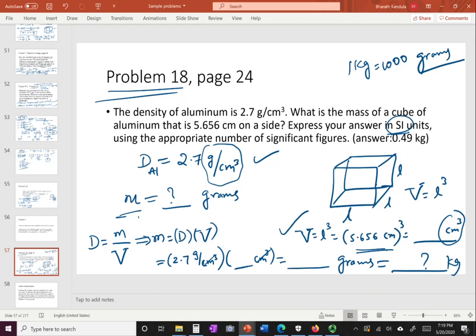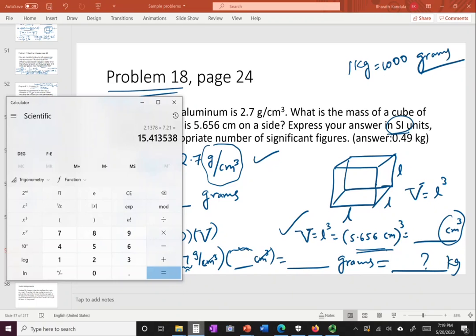Right. So make sure the final answer is in two significant figures, because you see that the density value has two sig figs. Here you may get more significant figures, but the least is two significant figures. So the final answer should have two sig figs. Let me go ahead and solve this.